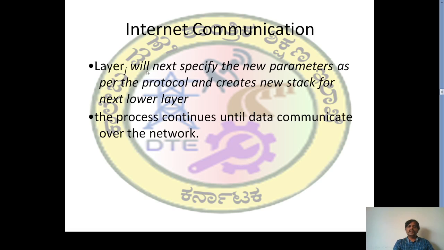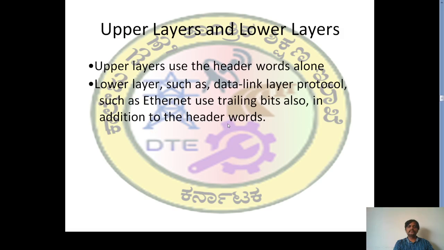Layer J will next specify the new parameters as per the protocol and create a new stack for the next lower layer. The process will continue till data communicates over the network. Upper layers use the header words alone. Lower layers such as the data link layer, with protocols such as Ethernet, use trailing bits also in addition to the header words.